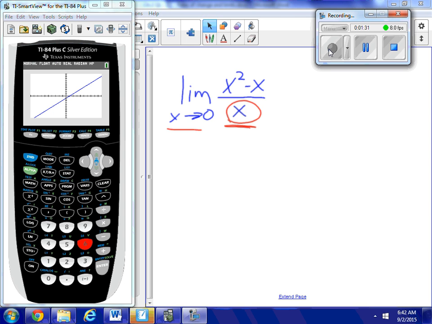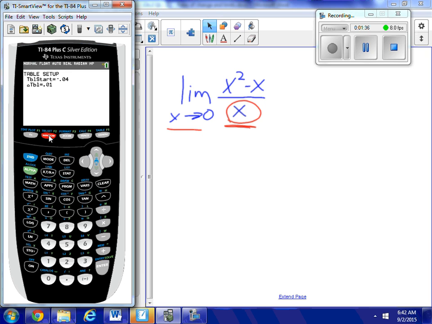To get to the table, first I'm going to go 2nd TBLSET. That's above the window button. Since I'm looking for the limit as x approaches 0, I want to start my table at 0. And the delta table, the little delta table, tells me the increment size that I want to go away from my starting point. I will generally start with 0.01. It seems to be pretty close.